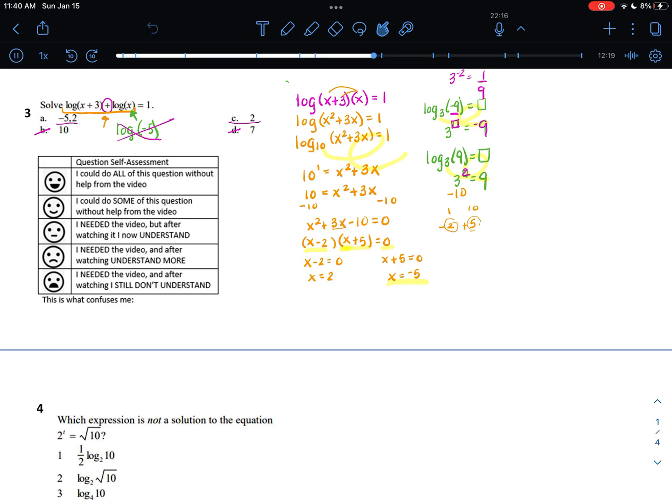So I can't take the log of negative 5, which means that negative 5 is not a solution to the problem. So 2 is my only solution, which is C. That was a little tricky, but now that I remember the rules of logarithms, it makes a little bit more sense. Okay, we're going to try question number 4.